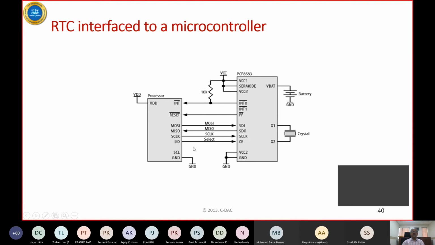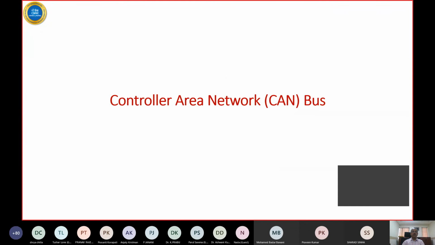So here you can see that the two signals are connected, clock is connected, and select is connected, because otherwise the device can go into a low power state, and when you select it, it can wake up and then get ready for transmission of data. So this is one example of using SPI. Connection is done between a peripheral and a host.